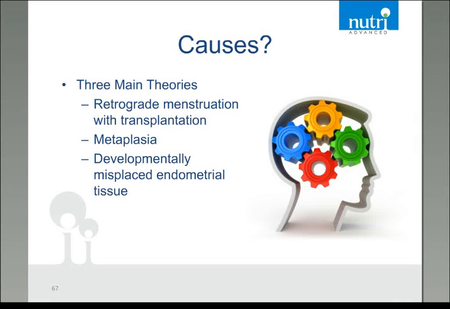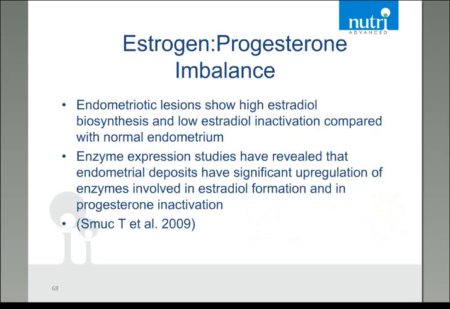So what causes it? Well, there are 3 main theories: retrograde menstruation with transplantation, so instead of blood going out, it's going back up into the body; metaplasia; and developmentally misplaced endometrial tissue. Then there is estrogen-progesterone imbalance. Endometriotic lesions show high estradiol biosynthesis and low estradiol inactivation compared with normal endometrium. Enzyme expression studies have revealed that endometrial deposits have significant upregulation of the enzymes involved in estradiol formation and in progesterone inactivation.